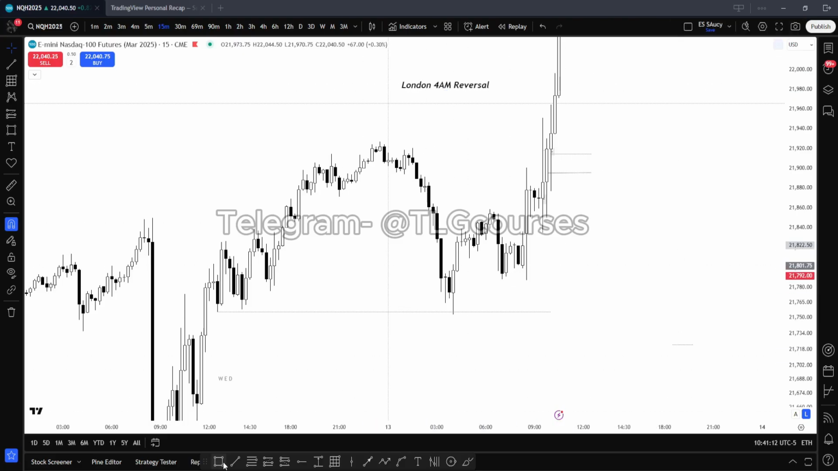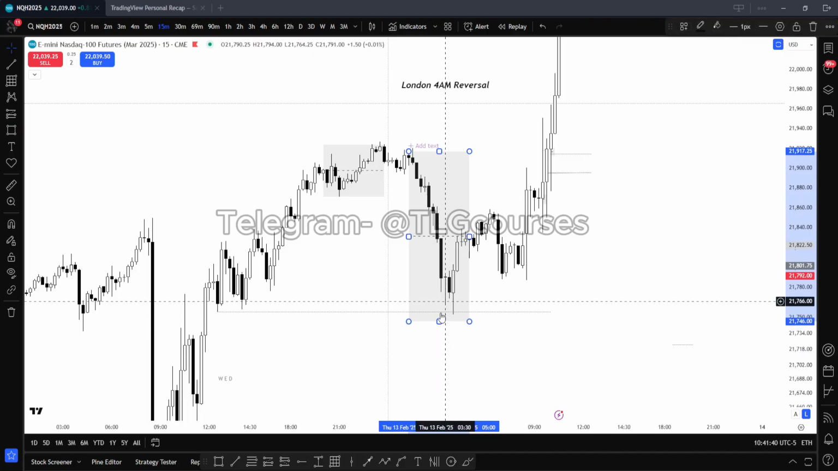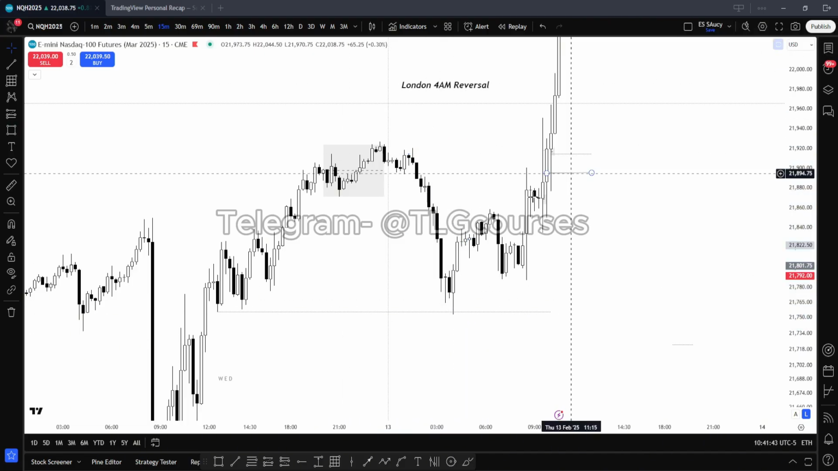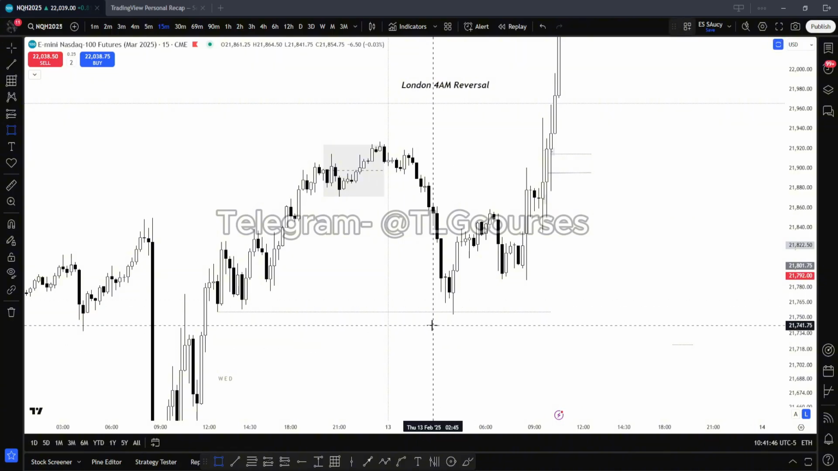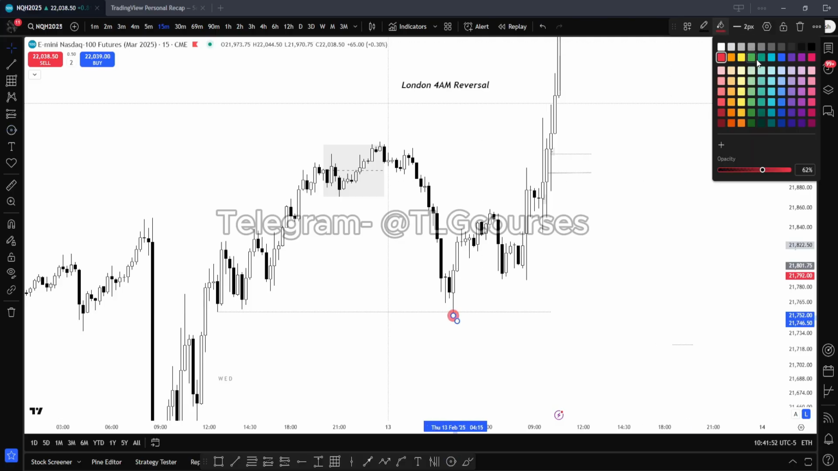London 4 a.m. reversal, and you mark out the Asia session. Asia started from here to midnight. And what did London do? London open low tapped into this. I'm not going to mark out the London session. I only mark out the Asia session, by the way. And this was your London reversal. I would mark that out.